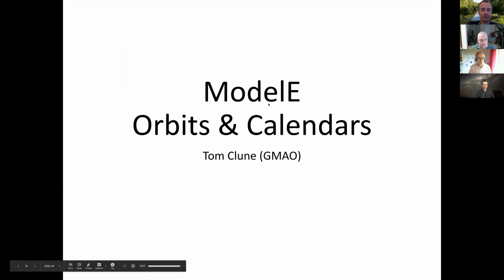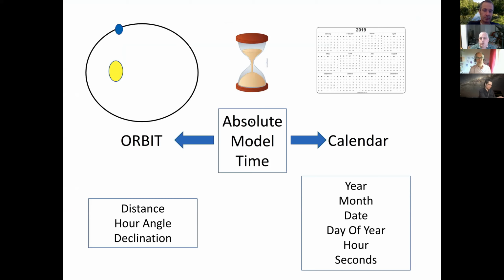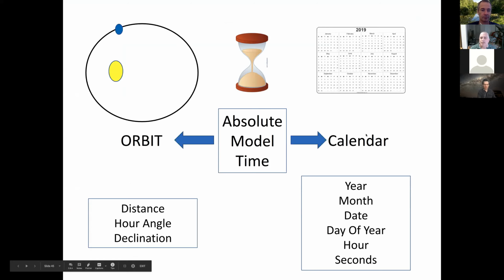So thank you, Mike. Let's jump right into it. When we say calendar, there are several different things tied together here. The basic idea is that there's some internal representation of time on the model's part that needs to be connected between the orbit, the various angles associated with the orbit, and the distance from the sun, as well as some sort of calendar for us to be able to meaningfully understand time.